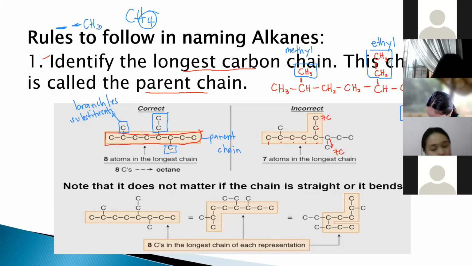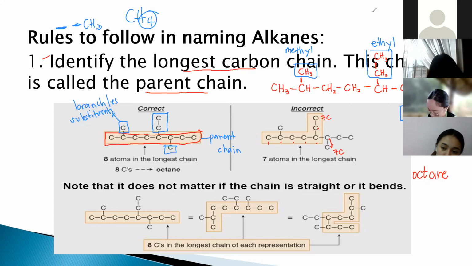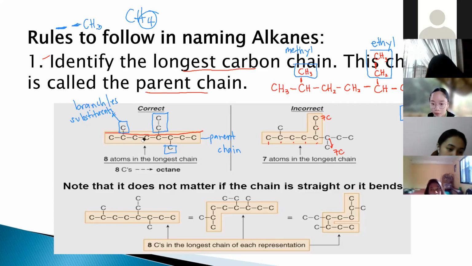We have identified now the branches or the substituent. Now what will be the step 3? The step 3 will be assigning numbers to our carbon or carbons in the parent chain. Again, the step 3 is to assign numbers for the carbons in our parent chain. But how do we do that? Are we going to start sa right or are we going to start sa left? Sa pag-number. Ipakita ko siya sa inyo. Wait, let me delete this.